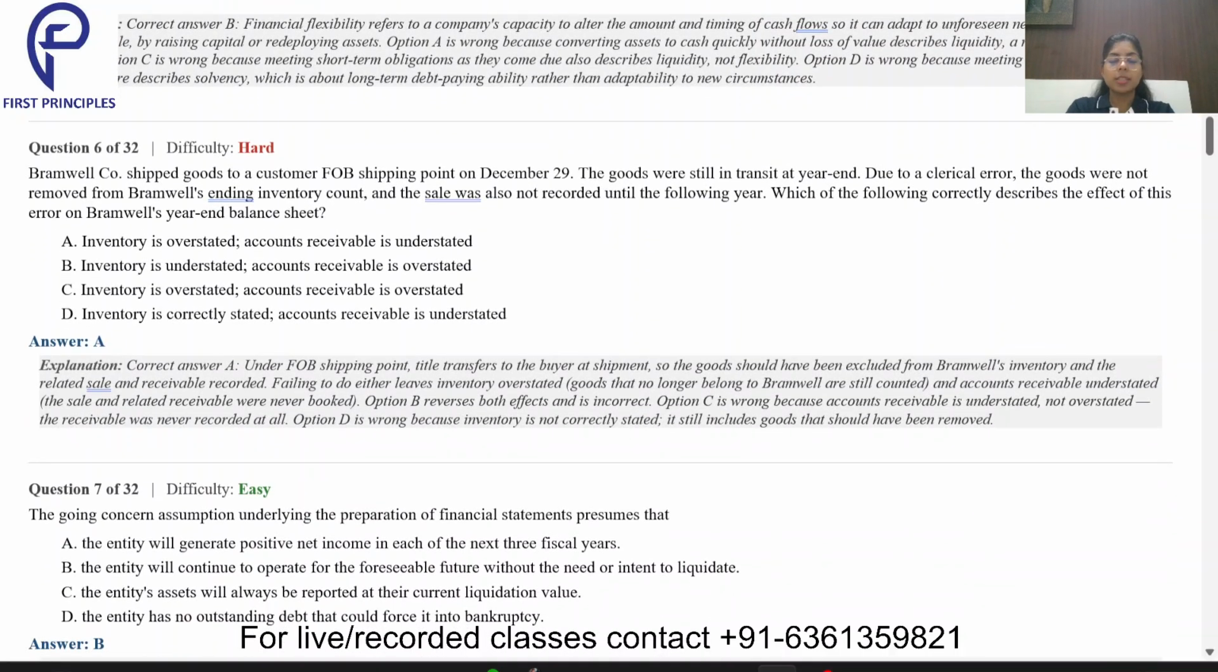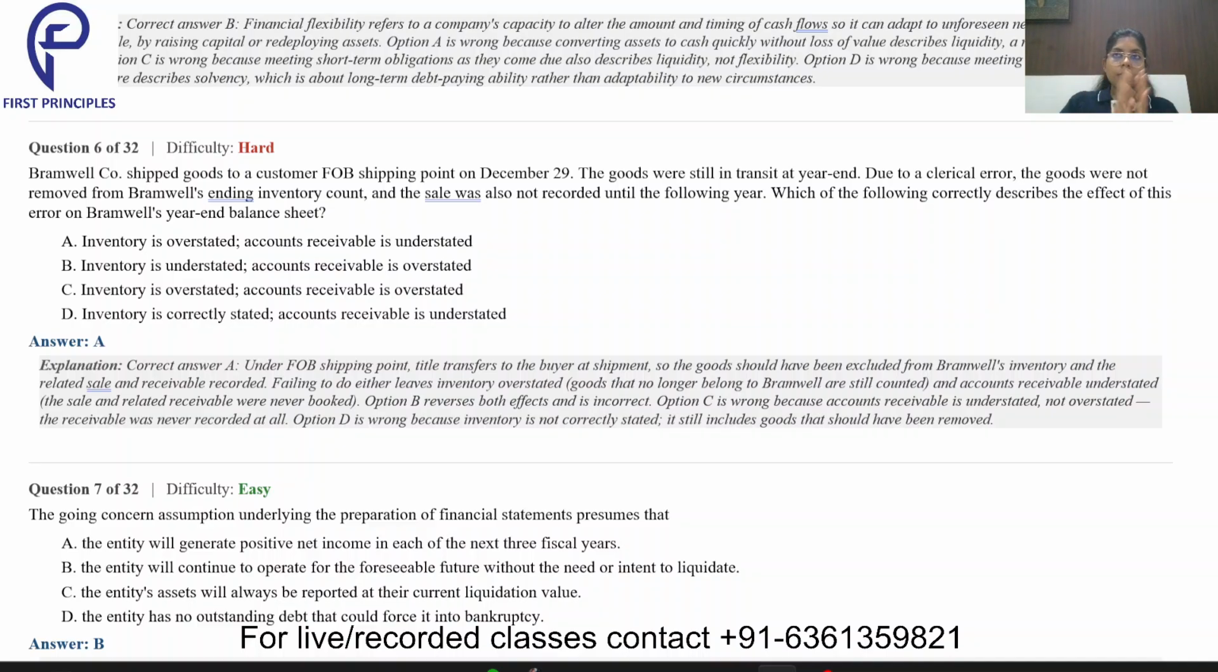Coming to the next question. Question number 6. Very important, guys. Let's focus on this. Question 6 is talking about Bramwell Company shipped goods to a customer, FOB shipping point on December 29. The goods were still in transit at year end. Due to a clerical error, the goods were not removed from Bramwell's ending inventory count and the sale was also not recorded until the following year. Which of the following correctly describes the effect of this error on Bramwell's year end balance sheet?